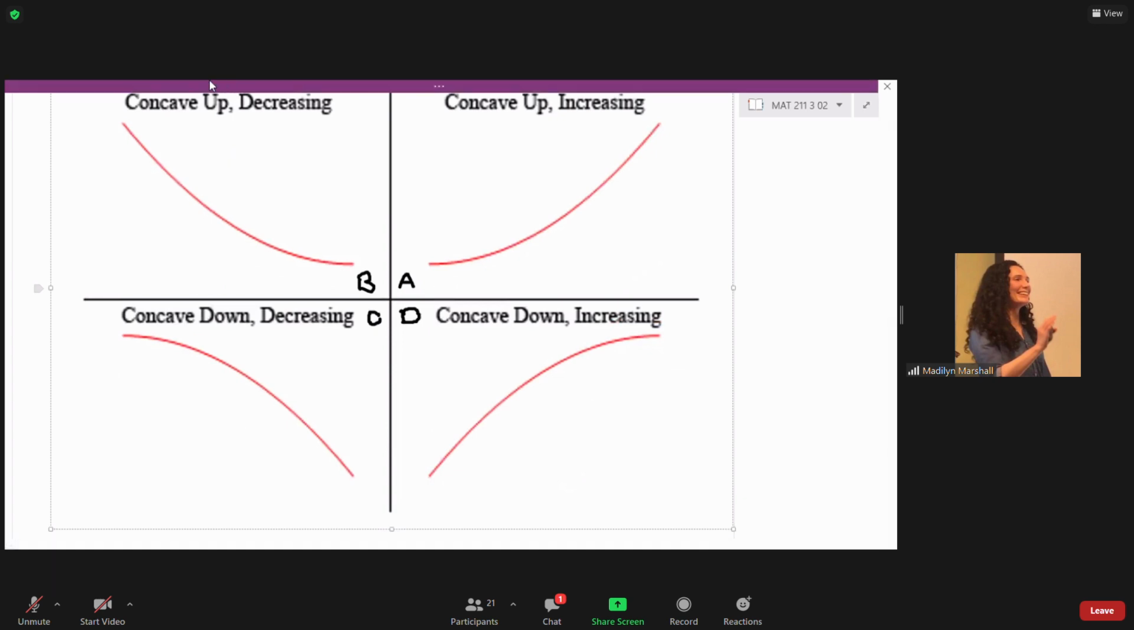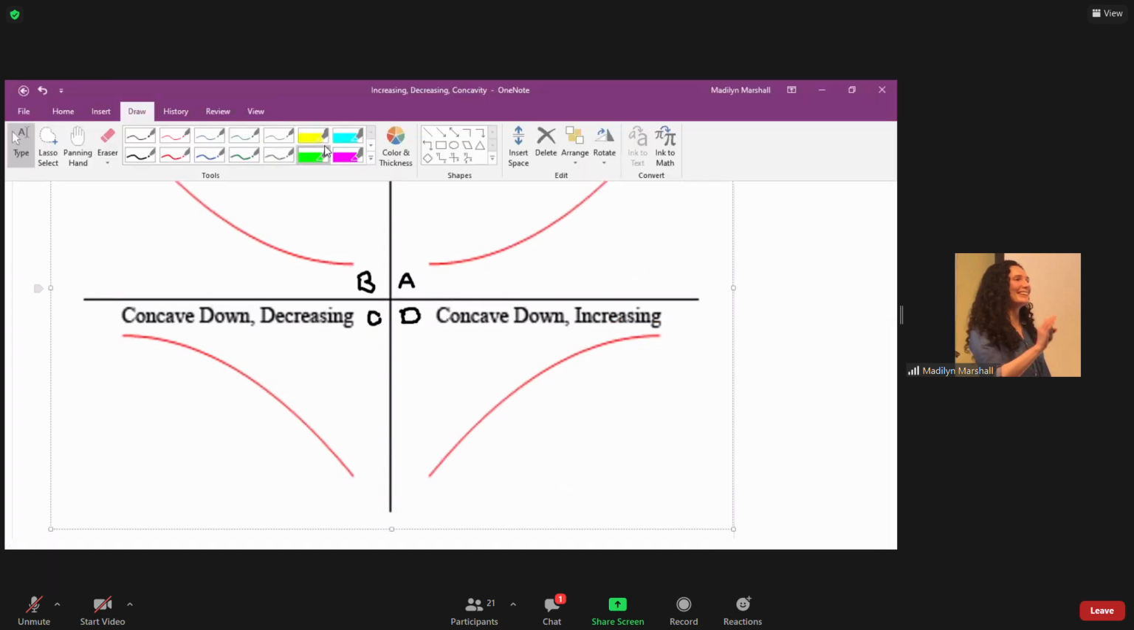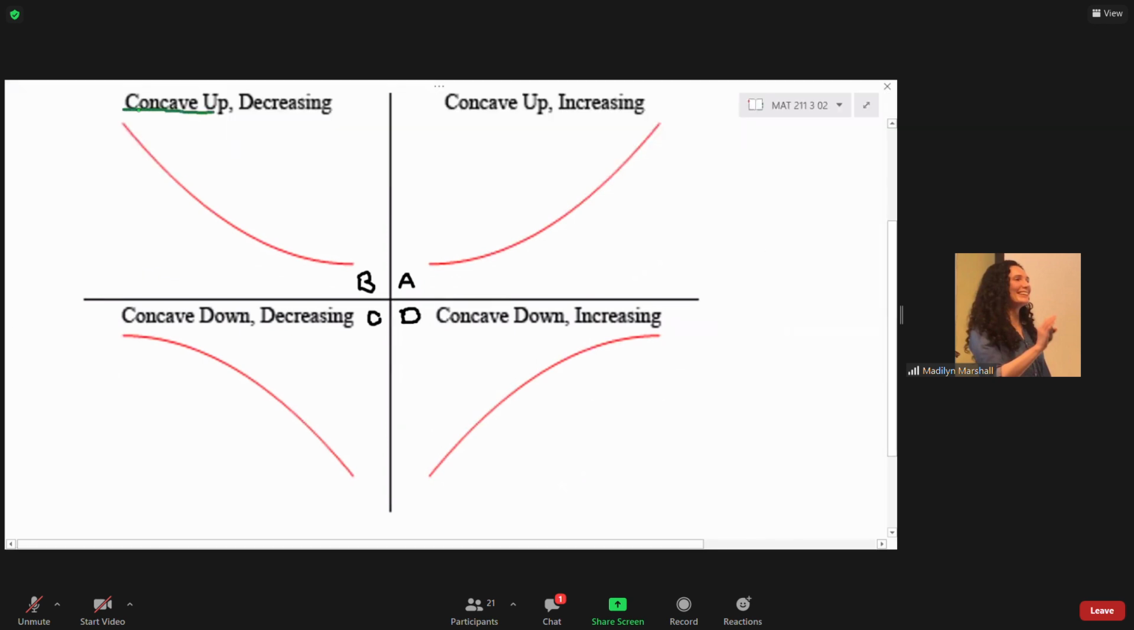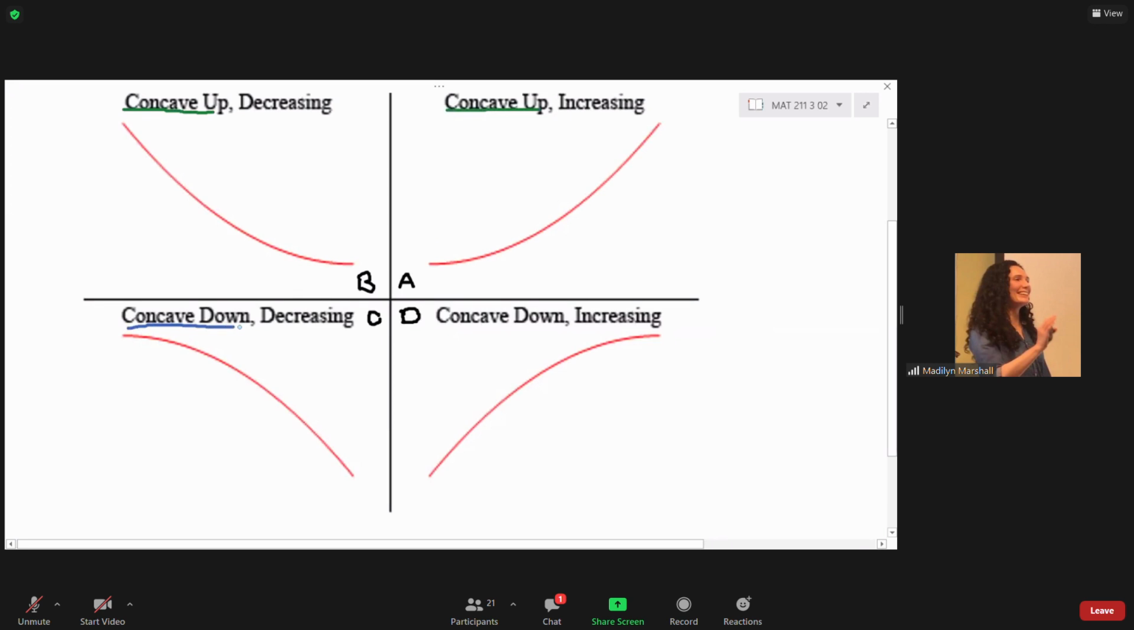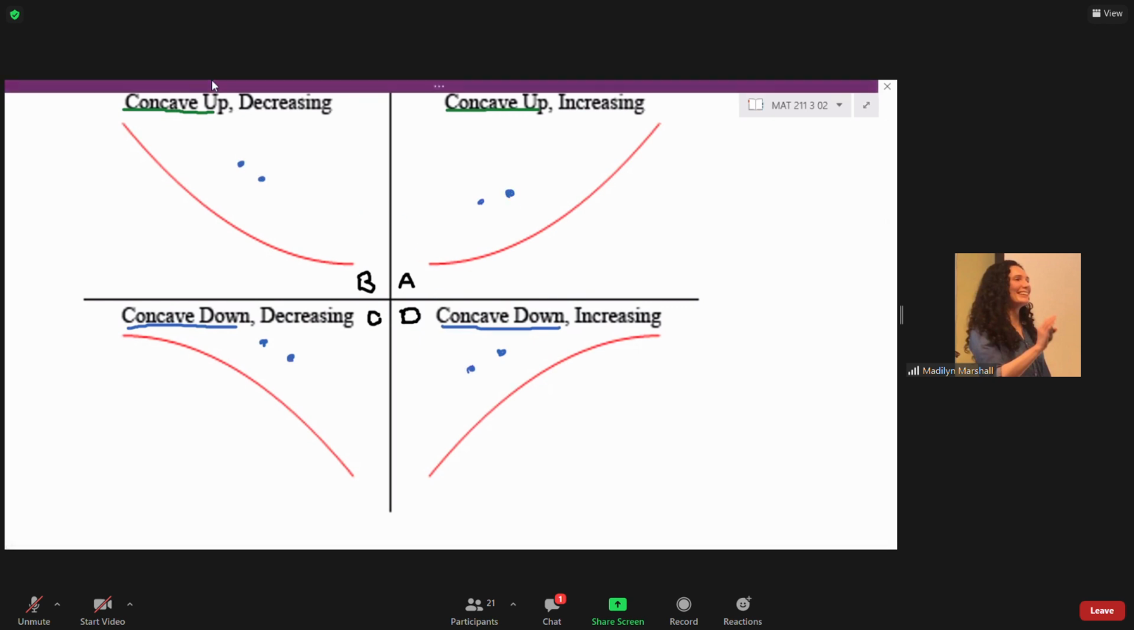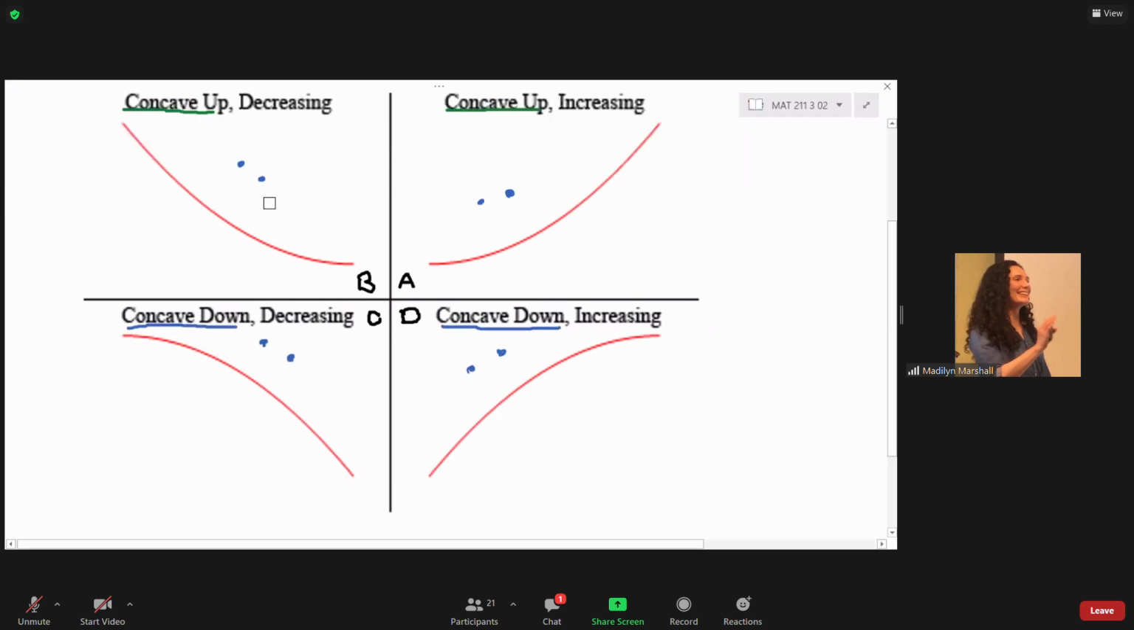So these two top graphs are concave up, and these two bottom graphs are concave down. If we use that smiley face, frowny face example, if we put eyes above the graphs, the two downs look like frowns and the two ups look like smiley faces. So that relates up for smiley and down for frowny.